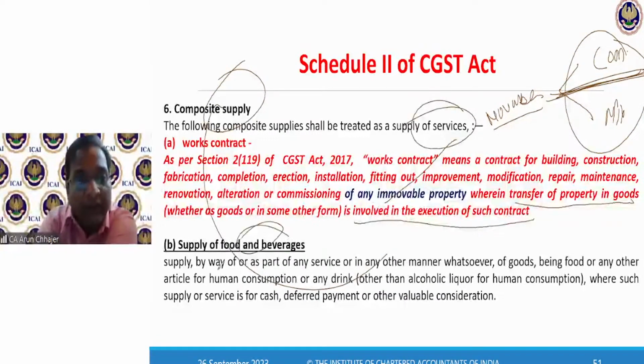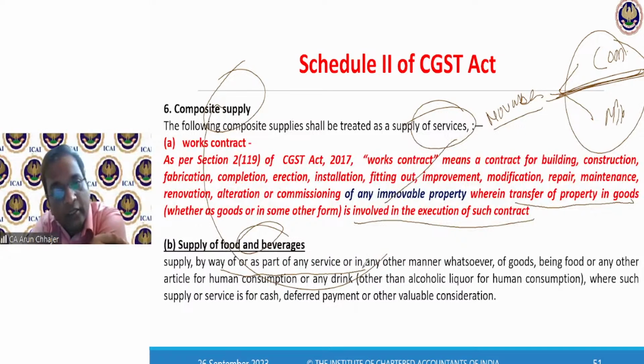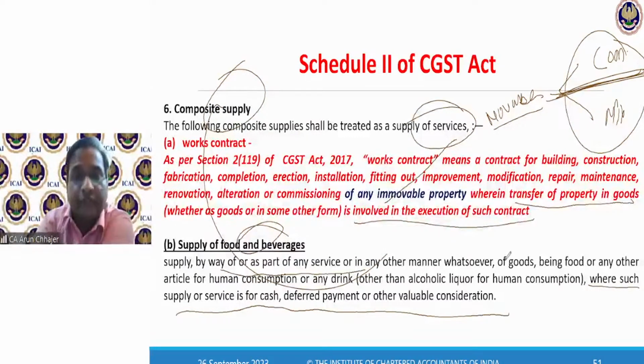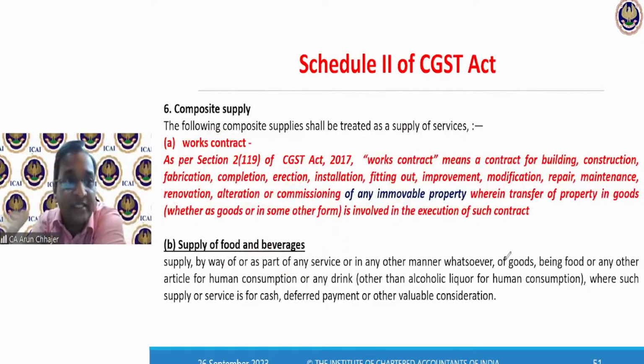Okay. Food and beverages supplied by way of or as part of any service, or in any other manner whatsoever, of goods being food or any other article for human consumption, where such supply or service is for cash, deferred payment or other valuable consideration. It means whenever food and beverages are being supplied, other than alcoholic liquor, then it is called a supply of service. By this, we have completed Schedule 2.